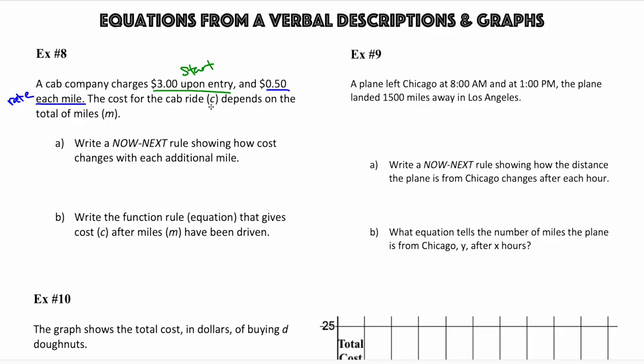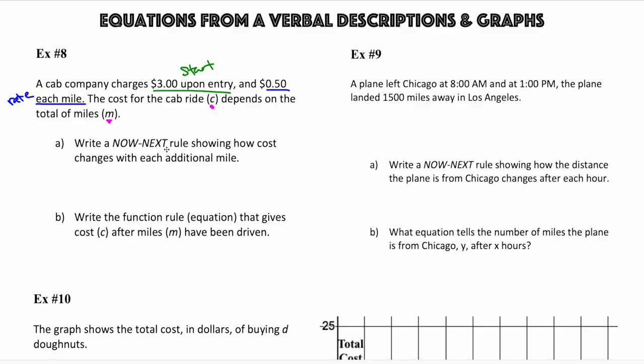The cost of the cab ride C depends on the total miles M. And as we remember, independent, dependent, Y depends on X. So the C value is actually going to be your Y. If we're going to write slope-intercept form, it'll be Y equals. That means the cost will be our C equals. So we'll have C depends on total miles M. These are our variables we will use.